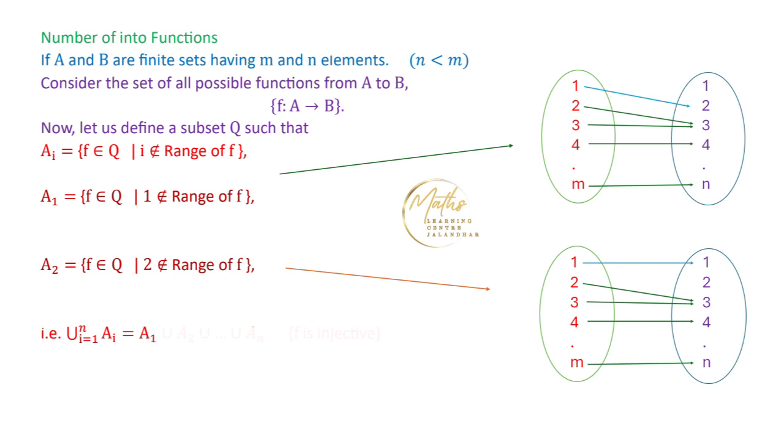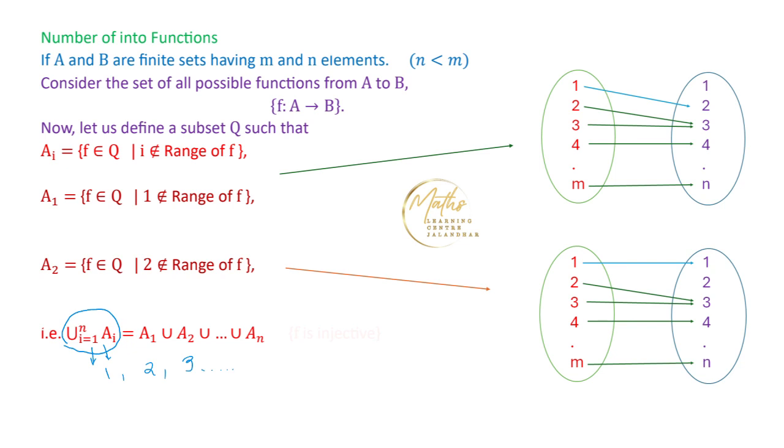A1 is those functions for which 1 is not in the range of f. It means those functions for which the image is not 1, then union those functions for which the image is not 2, then union so on up to those functions for which the image is not equal to n. If we count the total number of functions in this form, what is this term representing? It is representing those functions for which 1 is not the image, 2 is not the image, 3 is not the image, and so on.